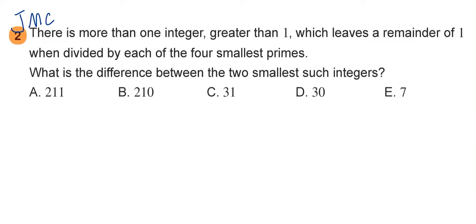All right, let's look at extensive exercise number 2. So this is a junior maths challenge question. There is more than one integer greater than 1, which leaves a remainder of 1 when divided by each of the 4 smallest primes. What is the difference between the smallest such integers?